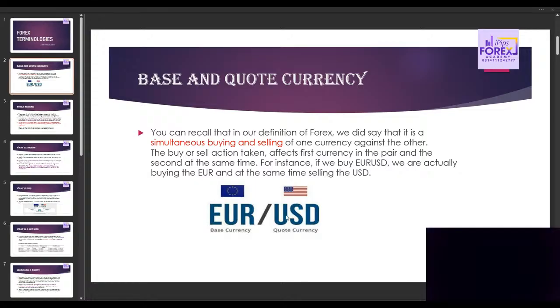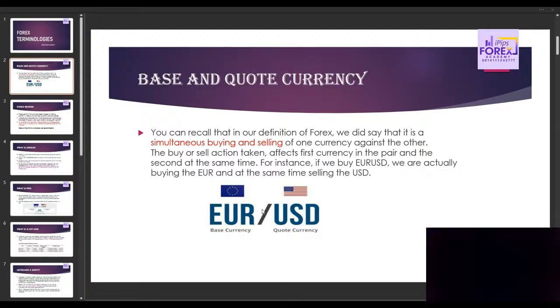So you should be seeing my screen right now where I have base and quote currency. Is that correct? I'll be explaining, you can do the reading. I'll be explaining majorly. Please let me be sure of that. You can see my screen, right? Base and quote currencies. All right. So this is one of the first things I want to explain.